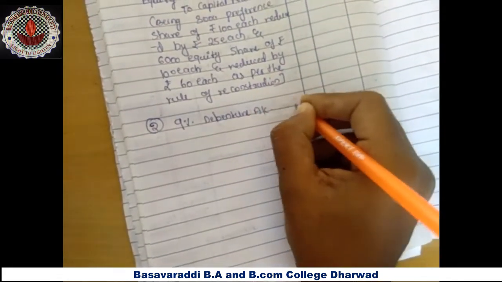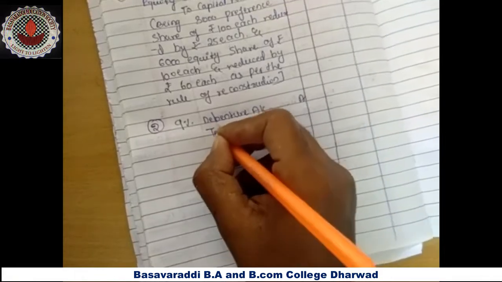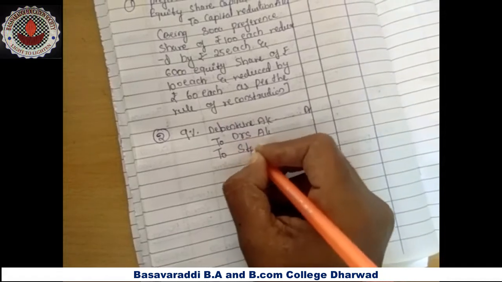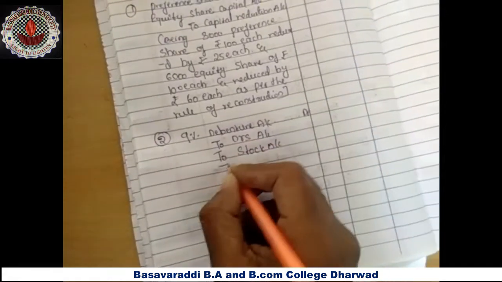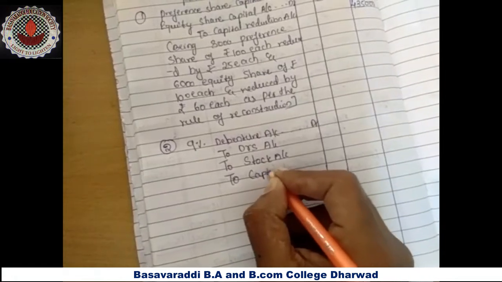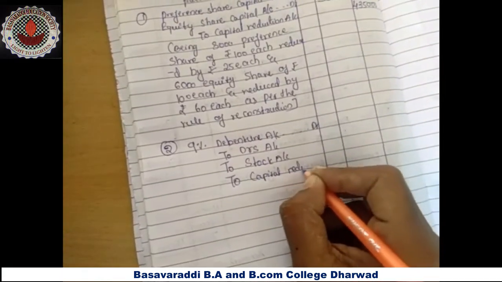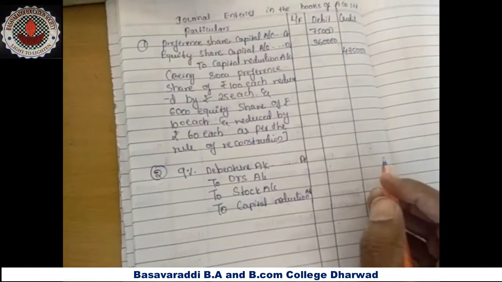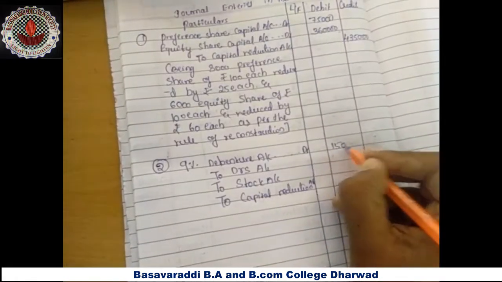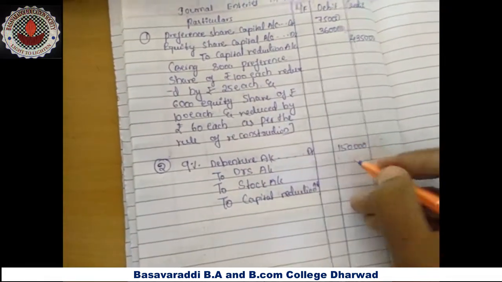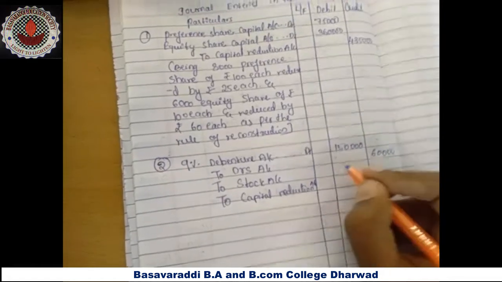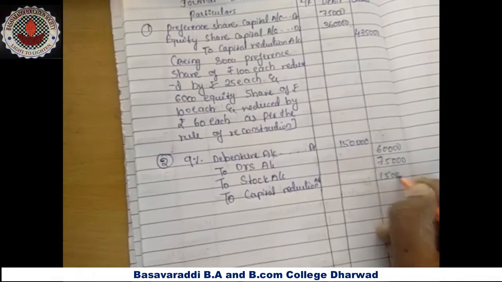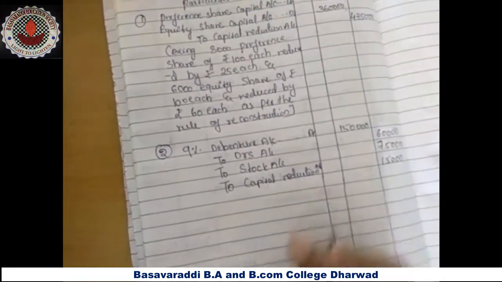Debenture account debited to debtors account, to stock account. The difference amount we have to transfer to the capital reduction account. Now the 9% debenture is equal to 1,50,000 and debtors 60,000. Now the stock is equal to 75,000. The difference, 15,000 rupees, is the capital reduction amount.